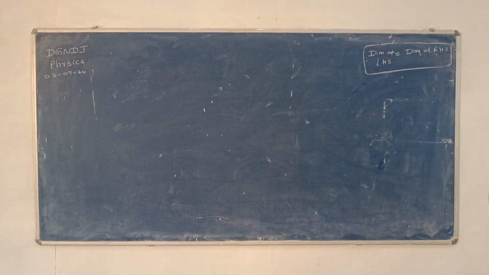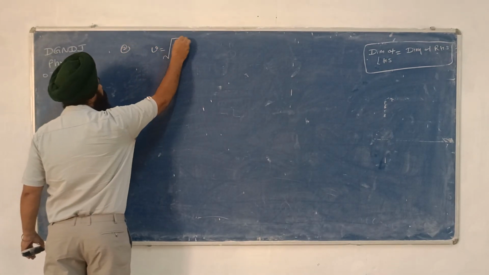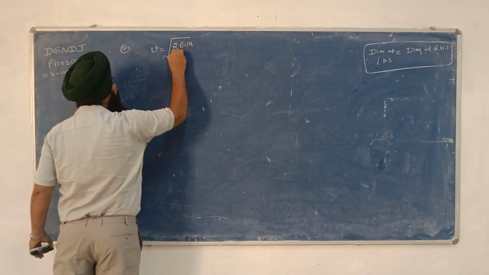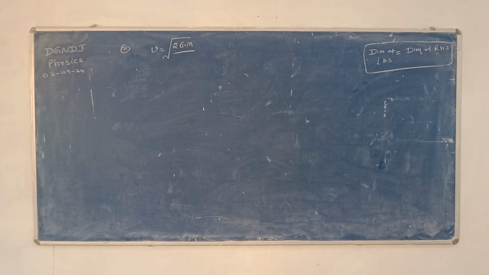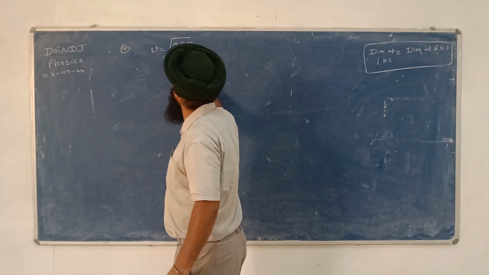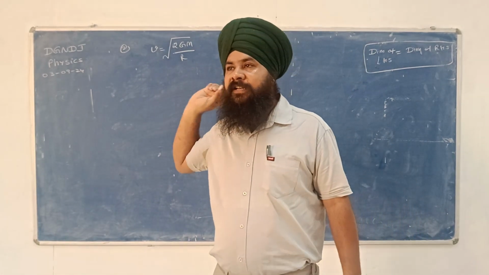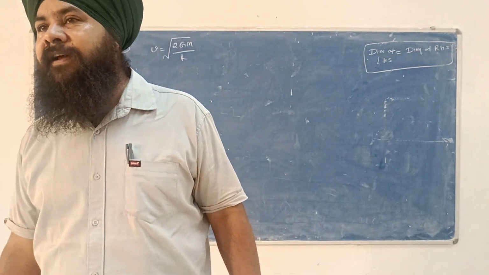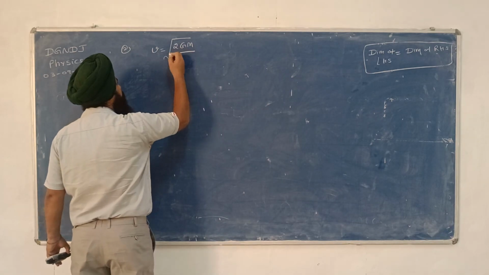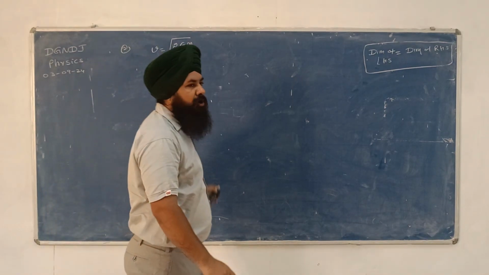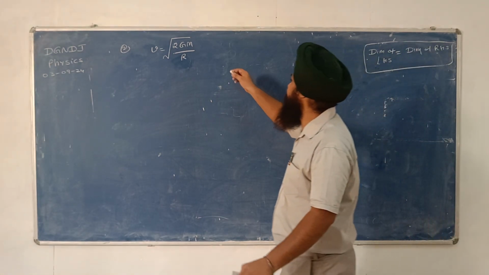We have V is equal to square root of 2gm upon R. Please check the correctness of this relation, whether this equation is dimensionally correct or not. Where, please write, V is called velocity.